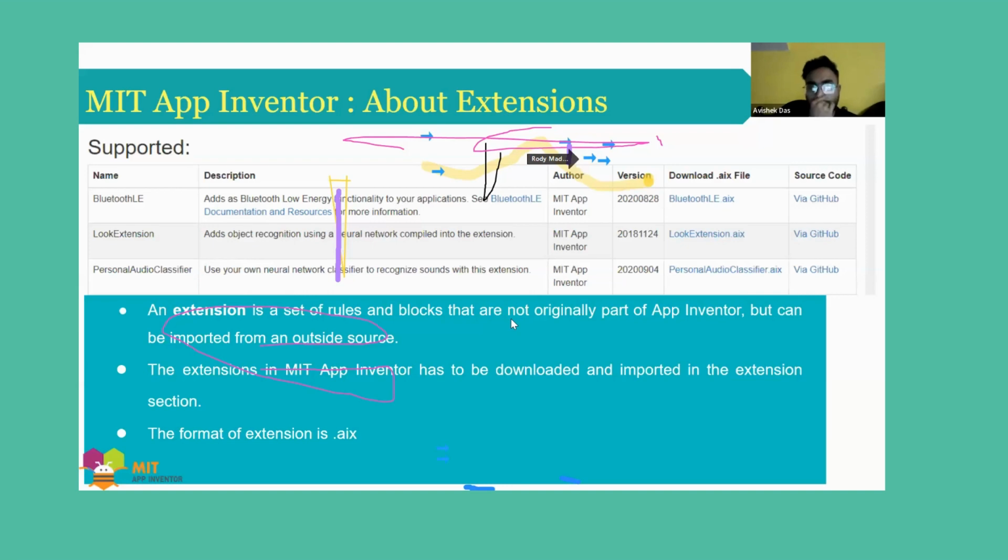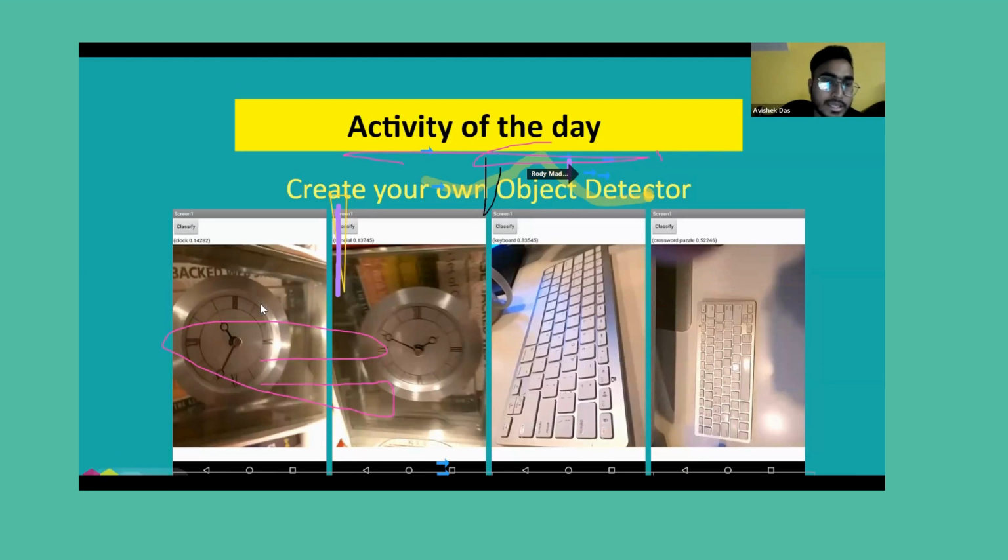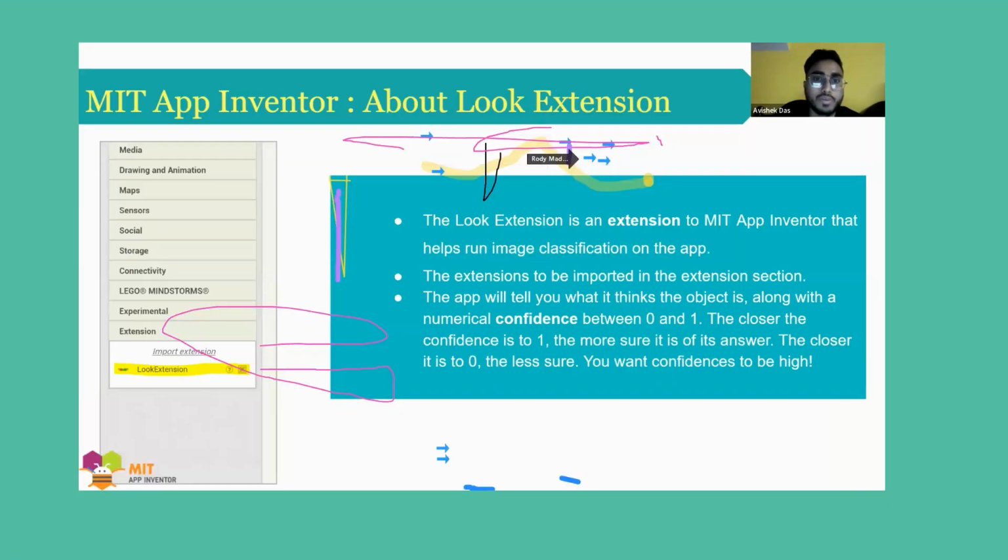Okay, so this is how the outputs are going to look in this program. If you click on the classify option, see, it is saying a clock. If you classify the keyboard, whatever things are in front of your phone's screen, you can just click on scan and create it. I hope it is clear. And this is how we are going to get the extension. Here we are going to work with the Look extension.